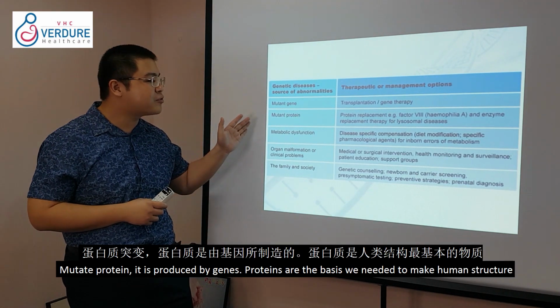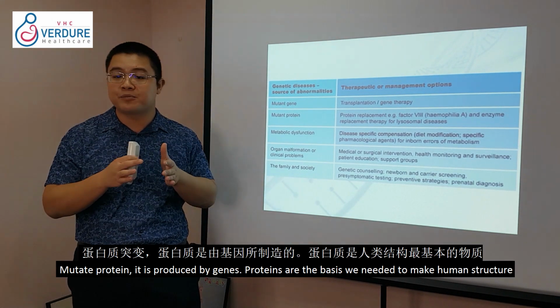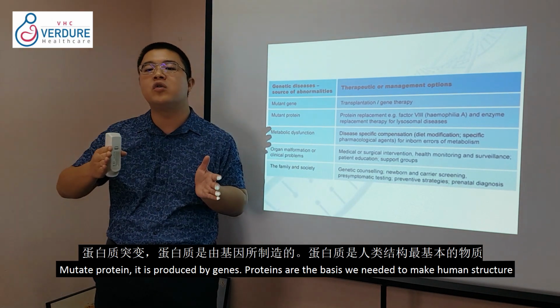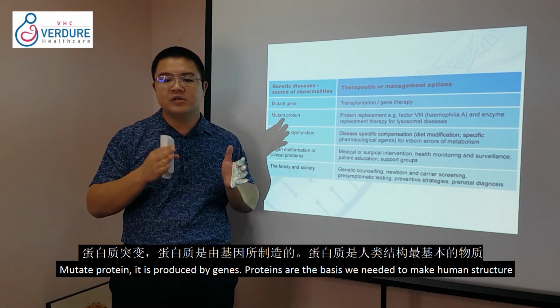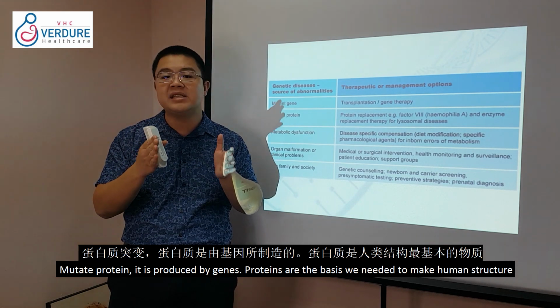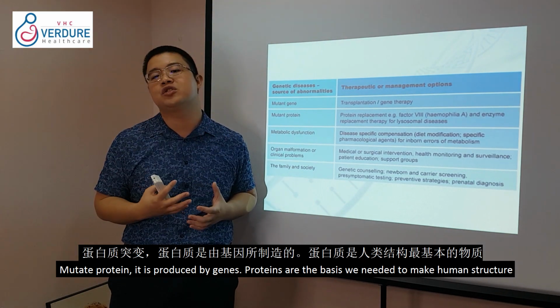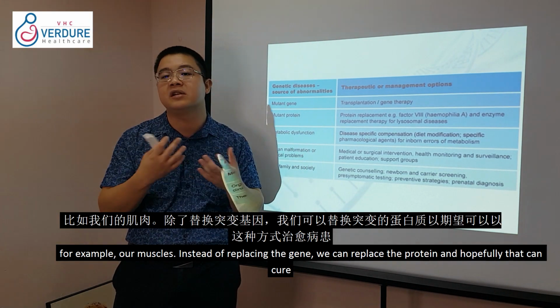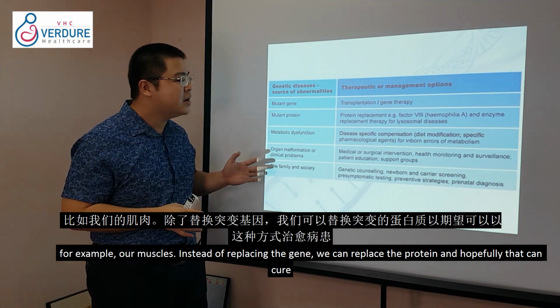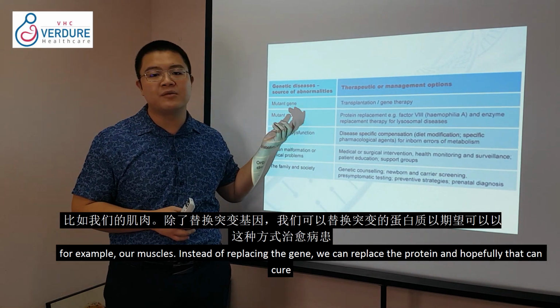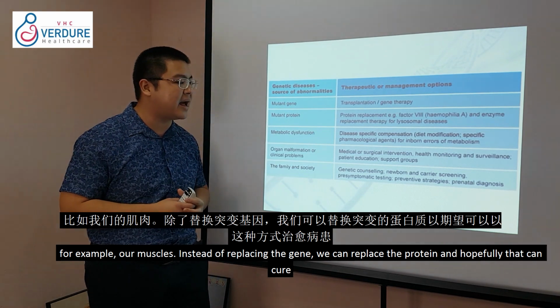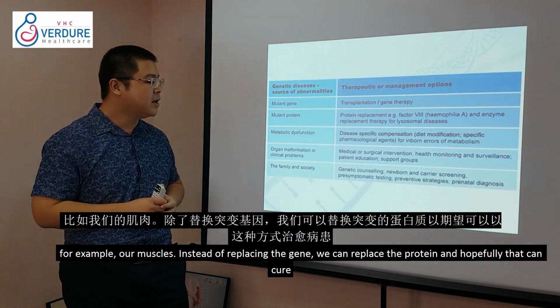Okay, mutated protein, okay, remember like the gene, so it's going to cause protein. So protein is the basis that we need to make the human structure. For example, our muscles, it is of course protein. So instead of replacing the gene, we can replace the protein altogether, and hopefully that can cure.